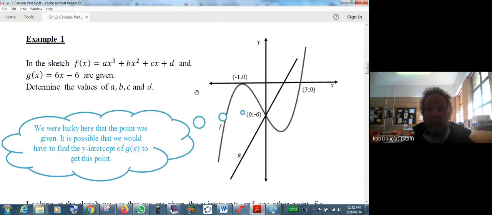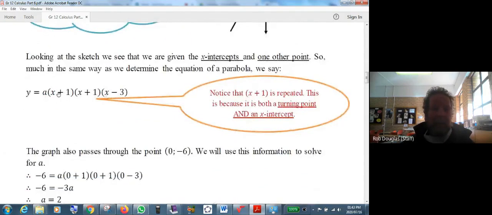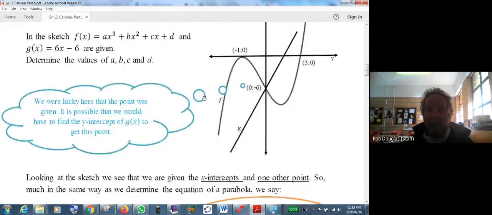So all of a sudden, we've got all sorts of information to be able to make the graph happen. We know that it's x plus 1 times x plus 1 times x minus 3. Well, let's look down here. x plus 1 times x plus 1 times x minus 3. The only thing we don't know is a. x times x times x, that gives me the x cubed, ax cubed. But let's see here. Oh, yeah, they gave us a point. Let's look back here. They gave us a point of 0 and minus 6.